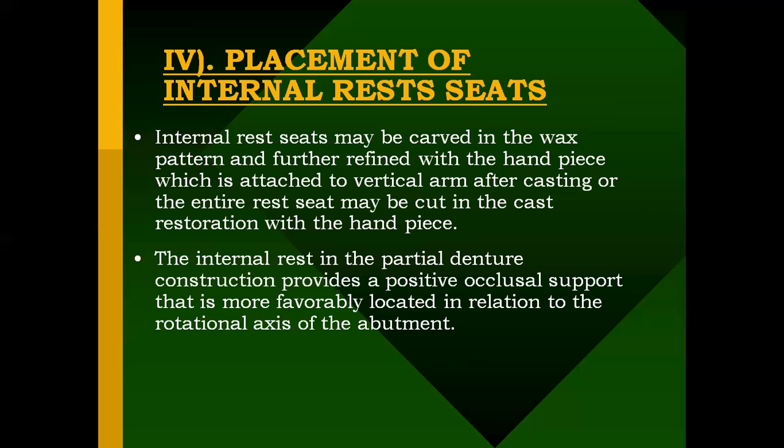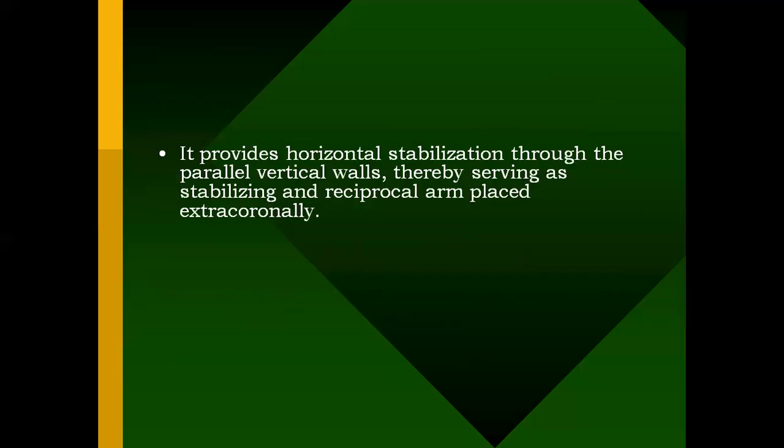The internal rest seat in the partial denture construction provides a positive occlusal support that is more favorably located in relation to the rotational axis of the abutment. It provides horizontal stabilization through the parallel vertical walls, thereby serving as stabilizing and reciprocal arm placed extracoronally.